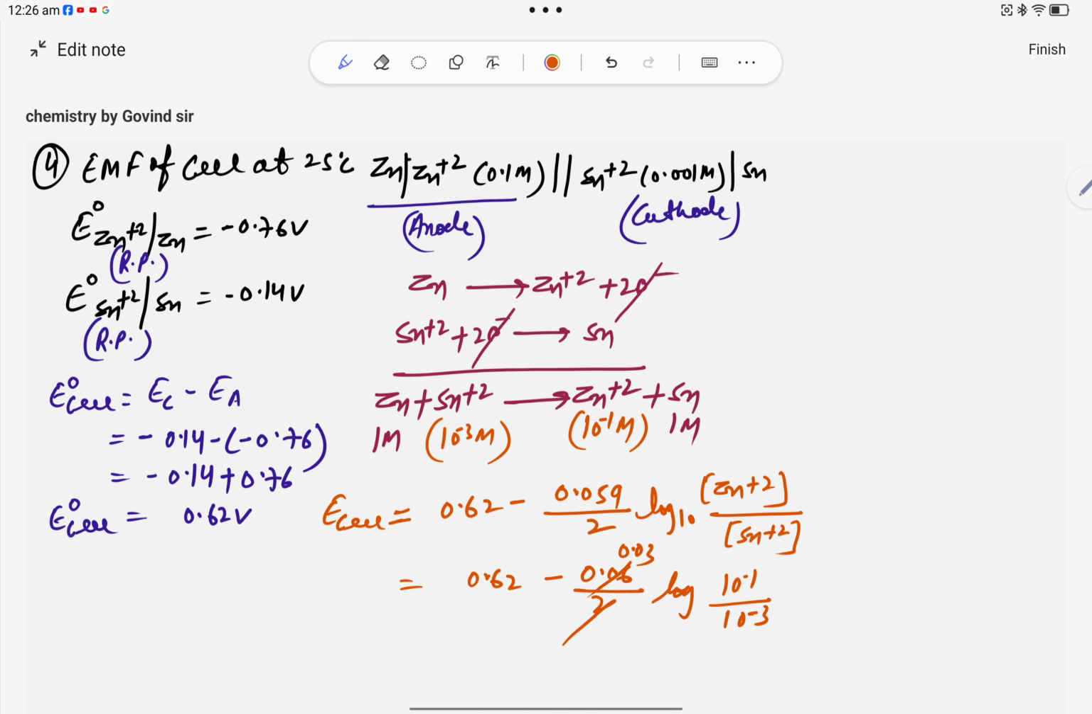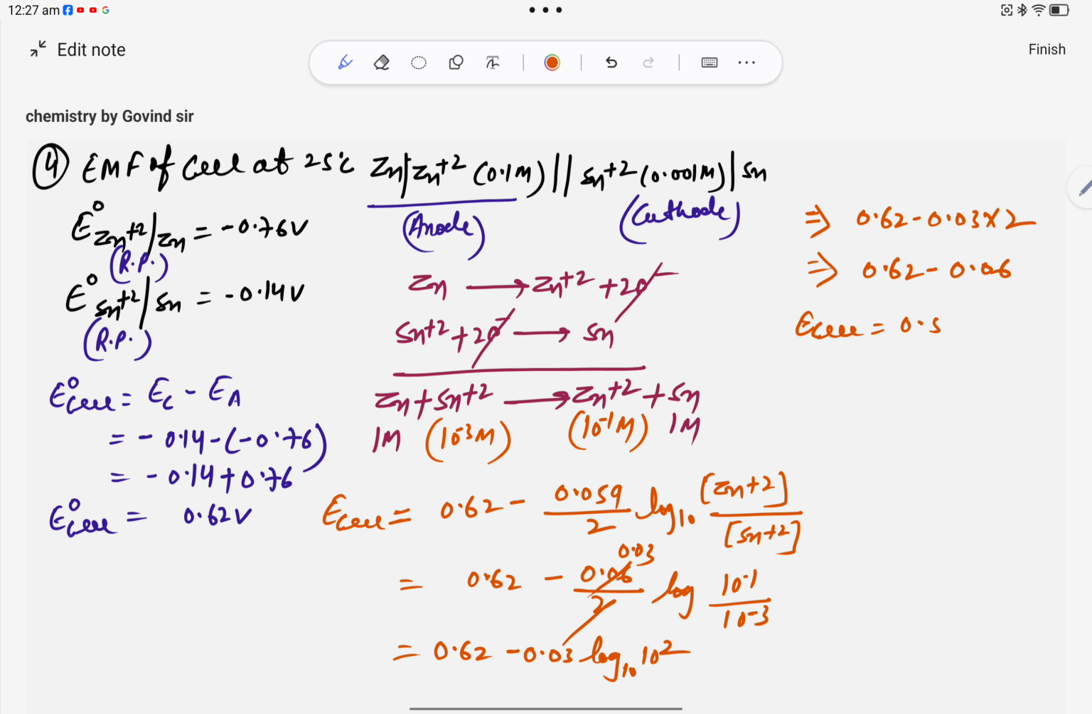So 10 to the power 2 means 0.62 minus 0.03 log base 10, 10 to the power 2. So multiplied by 2, here it will be 0.62 minus 0.03 multiplied by 2. So it will be 0.62 minus 0.06, and E cell now is equal to 0.56 volt. That is the answer.